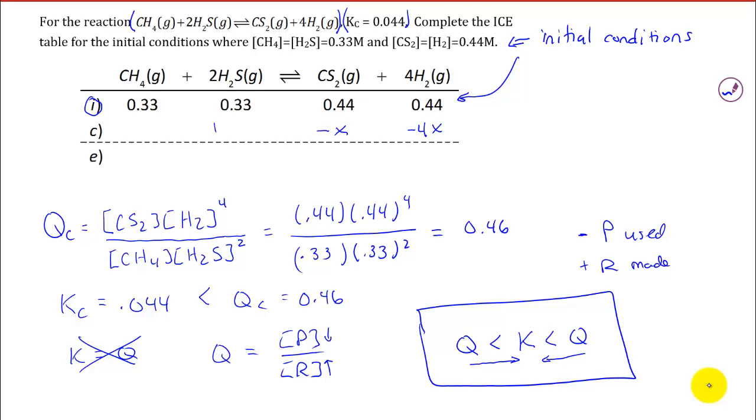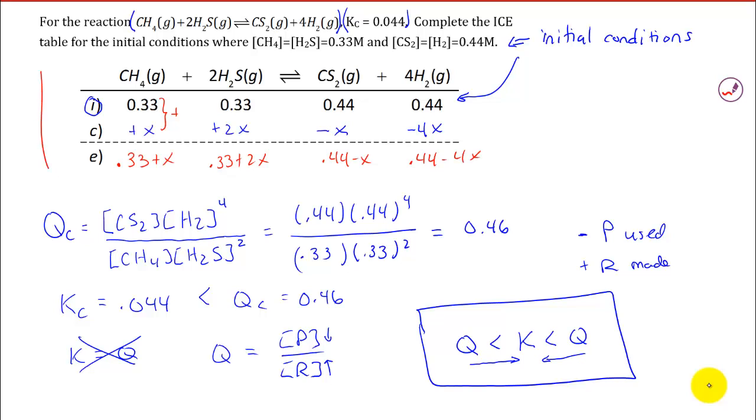And that will allow me to make 2X H2S's and 1X of methane, CH4. All right, so to finish this off, all you have to do is add the columns: 0.33 plus X, 0.33 plus 2X, 0.44 minus X, and 0.44 minus 4X.